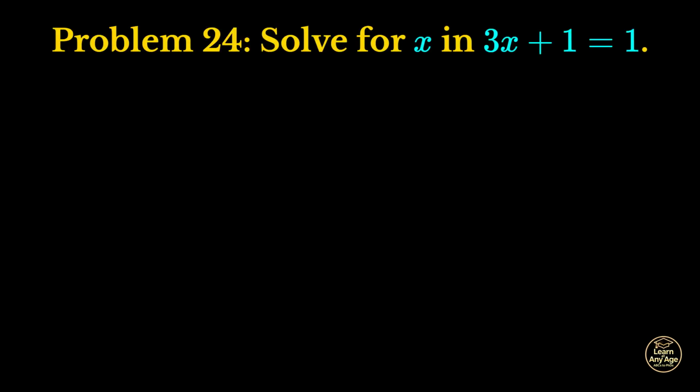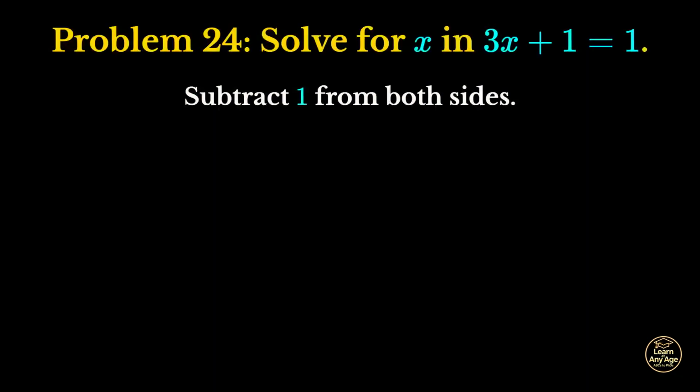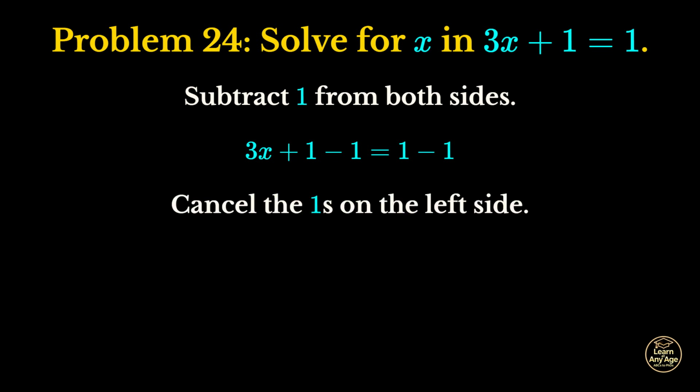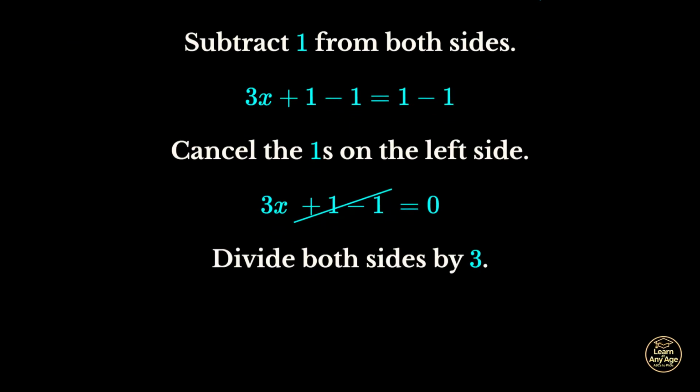Problem 24. Solve for x in 3x plus 1 equals 1. Subtract 1 from both sides. 3x plus 1 minus 1 equals 1 minus 1. Cancel the 1's on the left side. 3x plus 1 minus 1 cancelled out equals 0.